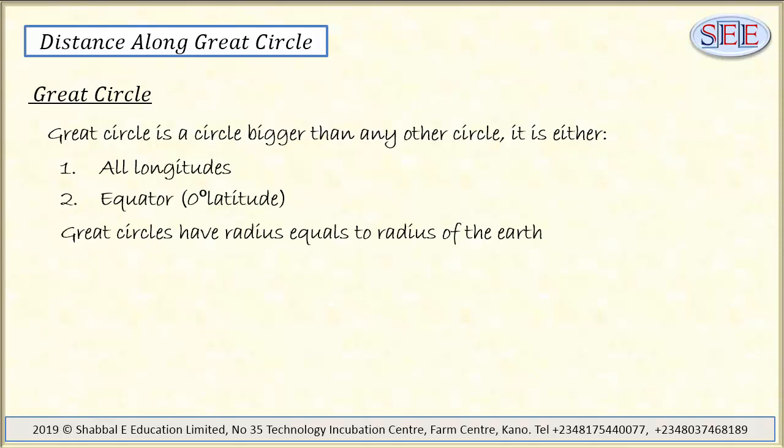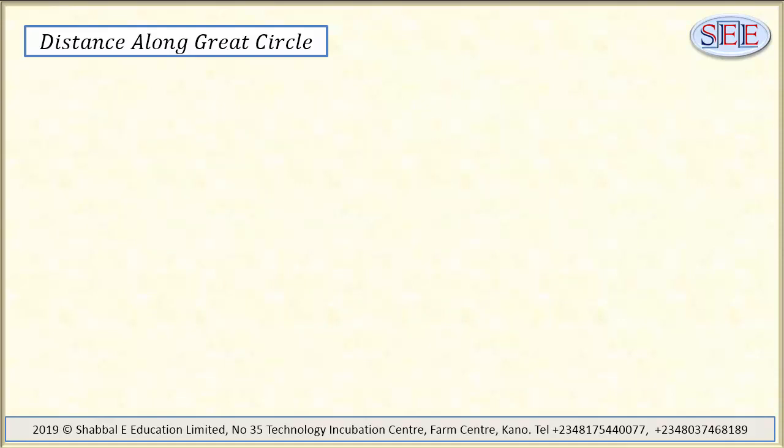Great circles have radius equal to the radius of the earth. So all great circles, their radius is exactly equal to the radius of the earth, which is usually given in the question. We'll take an example.